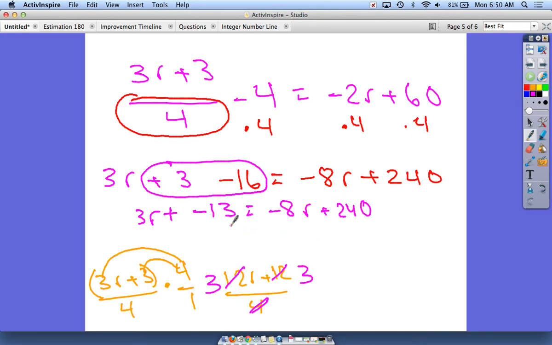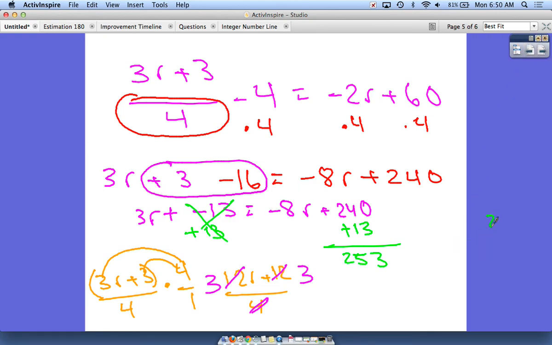I'm going to get all my regular numbers over to this side. So since I have a negative 13, the opposite would be plus 13. We'll add a 13 over here, and I get 253. I'm going to run out of room here, so let me shrink this down a little bit. So now it looks like I've got 253 plus negative 8r equals, and we still have that 3r on that side.